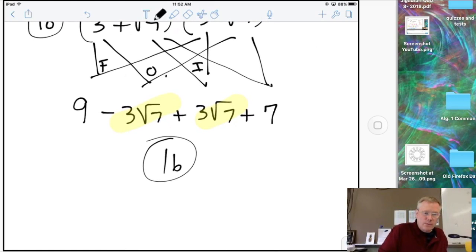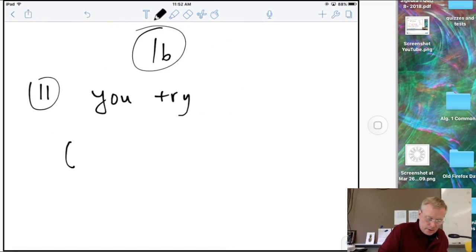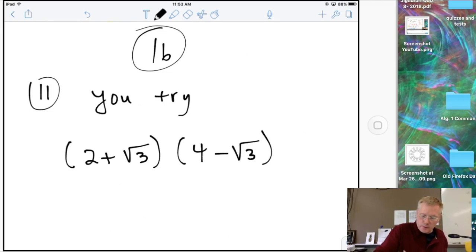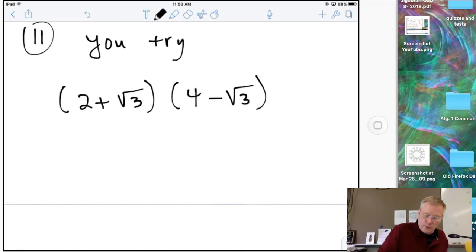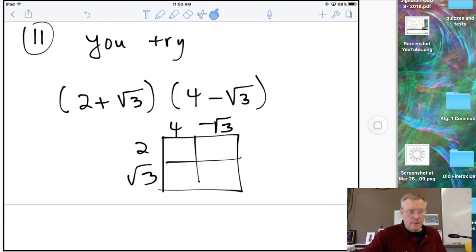I'm going to leave one more problem here for you. This will be a try. I want you to FOIL out 2 plus the square root of 3 times 4 minus the square root of 3. Okay? You do that one on your own, bring it into class, show me the answer. You can do it with FOIL or box, however you like it. Anyway, I'm going to leave it like that. And you can show me your answer when you get into class.